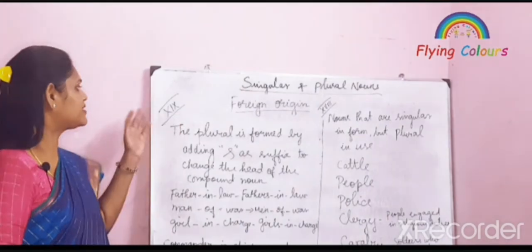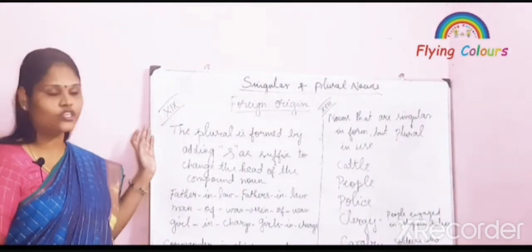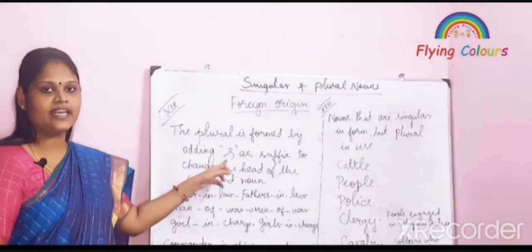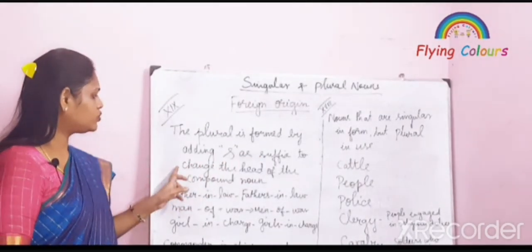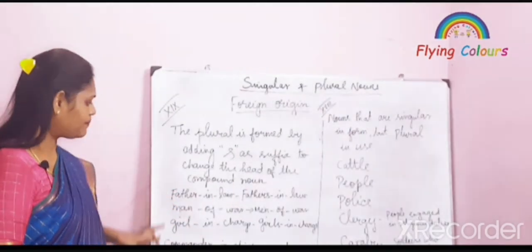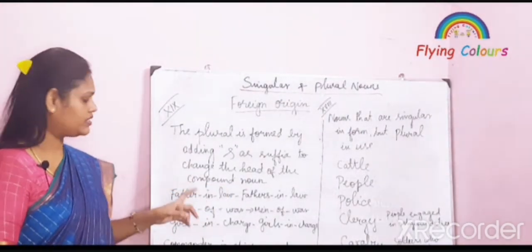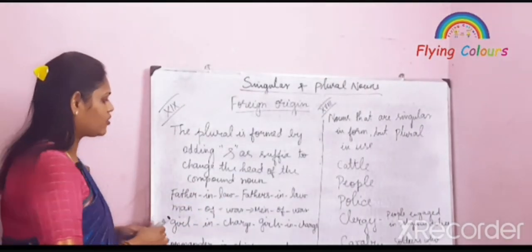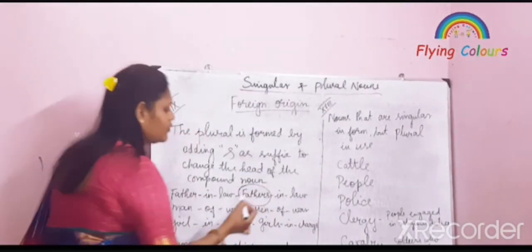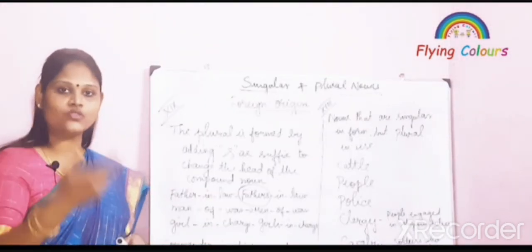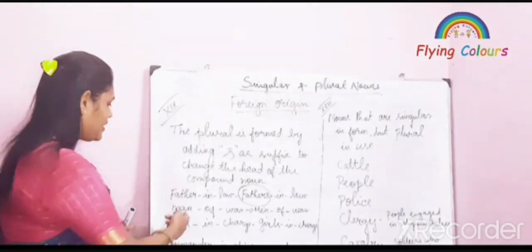Coming to the next concept, this is the 19th concept. The plural is formed by adding s as suffix to the head of the compound noun. For example, these are all compound nouns. Father-in-law: you should change the head of the compound noun. What is the head of the compound noun? Fathers-in-law. Mother-in-law, plural is what? Mothers-in-law. Then man of war.